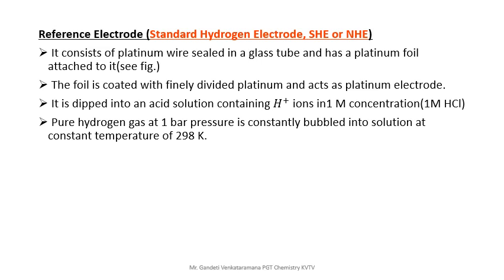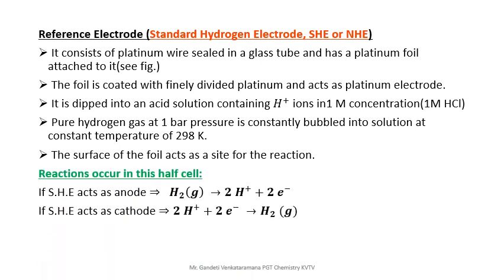Pure hydrogen gas at 1 bar pressure is constantly bubbled into the solution. So we have to pass the hydrogen gas. What is the condition again? At 1 bar pressure, at a constant temperature of 298 K. All these are conditions. The surface of the foil acts as a site for the reaction. Reactions occur in this half cell. These are important, students.